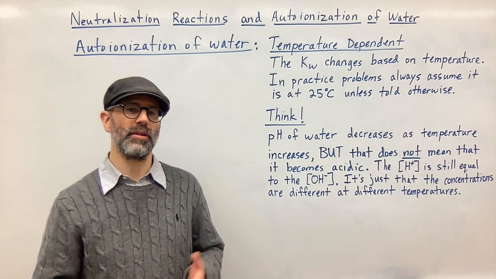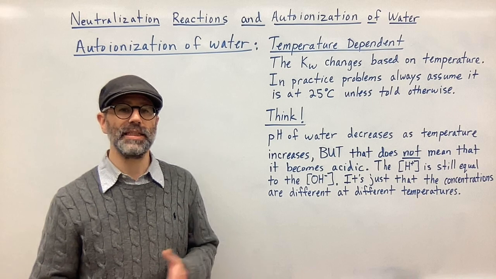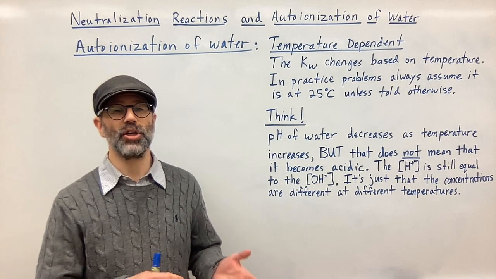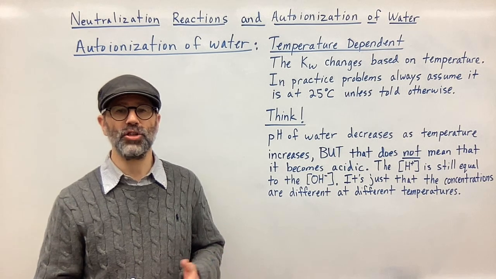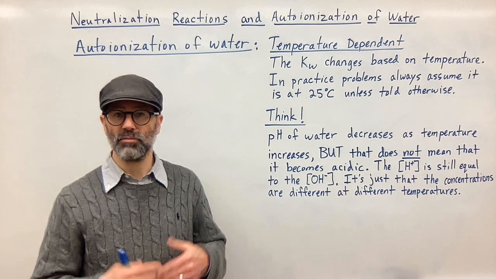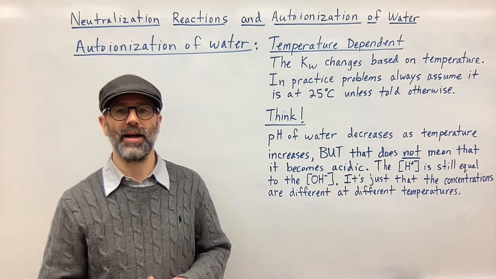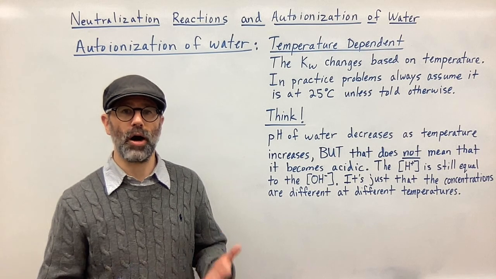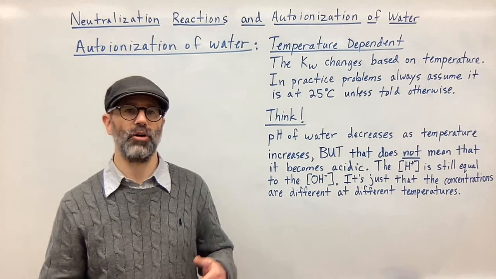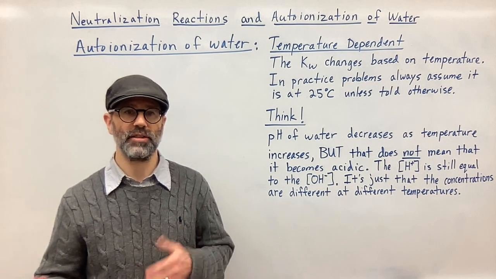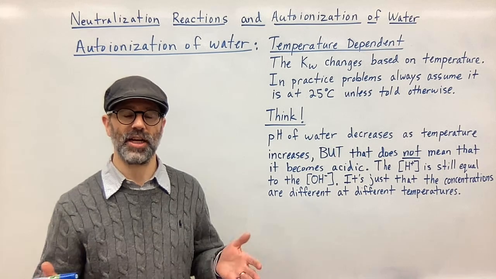So one of the things you need to think about is that the pH of water is going to decrease as temperature increases. Even though that's the case, you don't want to conclude from that that water is going to be acidic because now at 40 degrees Celsius it has a pH of 6 and therefore it's acidic and you can't drink it.